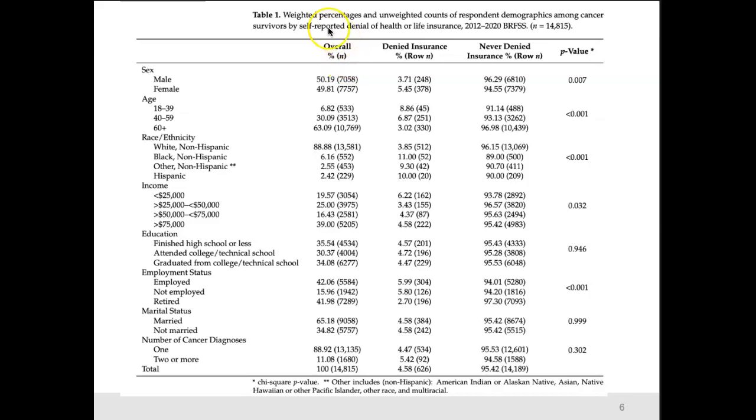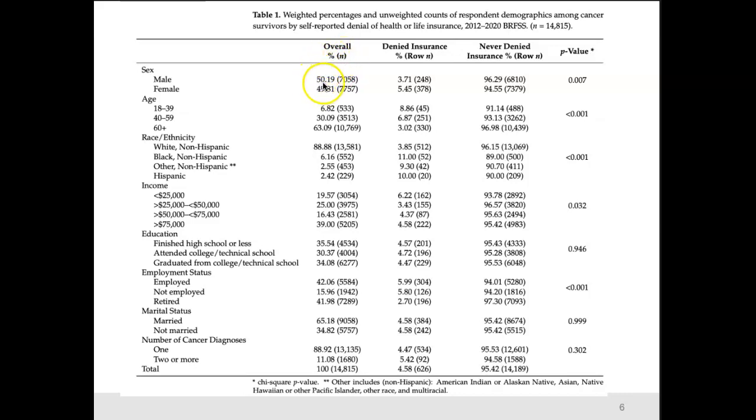So at the top, you can see this is the overall, that's very clear. I have it by my outcomes, so denied insurance, never denied insurance, and then what this value is here, that's the p-value. Also notice that the numbers that appear in the columns are labeled at the top. So for example, this overall, this is the percent and the N.